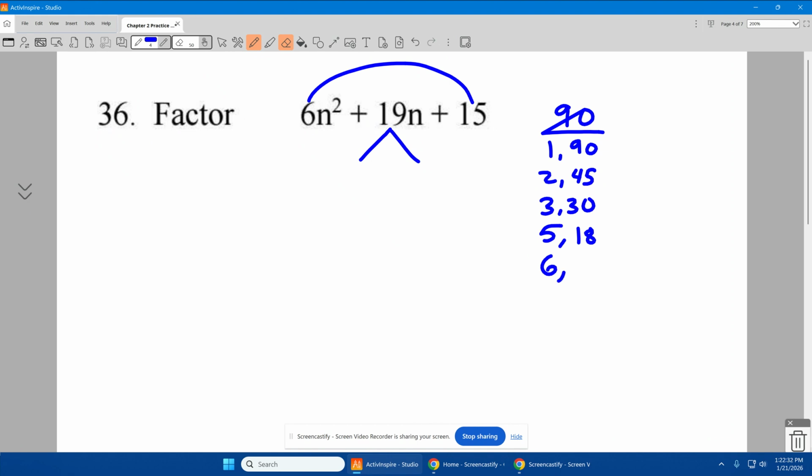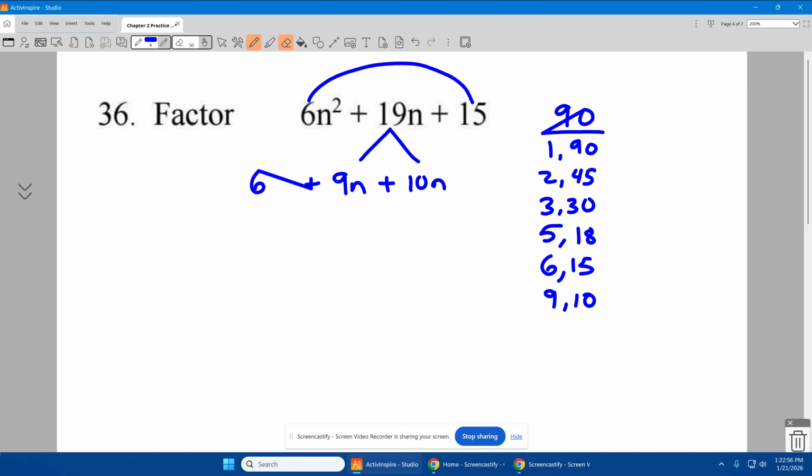6 times what gets there? 6 and 15, 21, too much, which when you 6 times 15, that's how we got 90 to begin with. So it's still too much. And what about, finally, 9 times 10? Yeah, that's who it is, 9 and 10. So we're going to bust this apart into 9n plus 10n. We're just rewriting 19n as a 9n plus 10n.